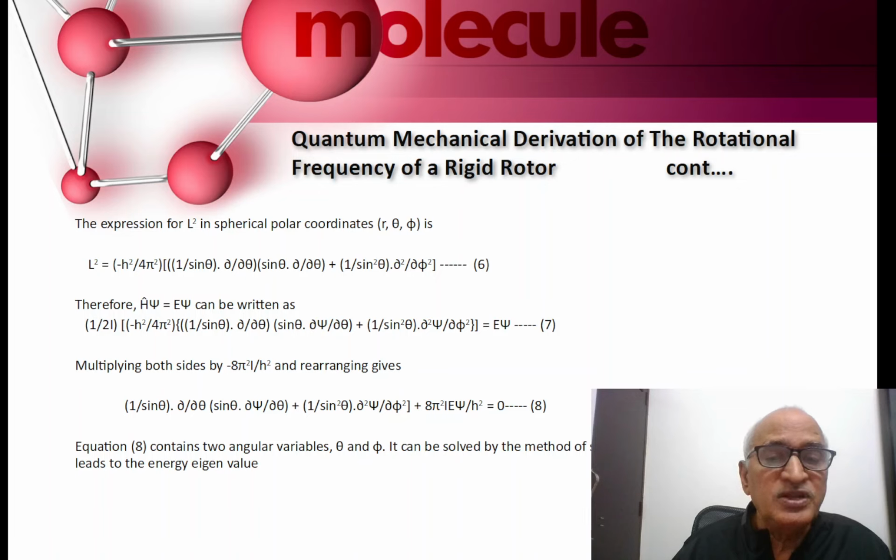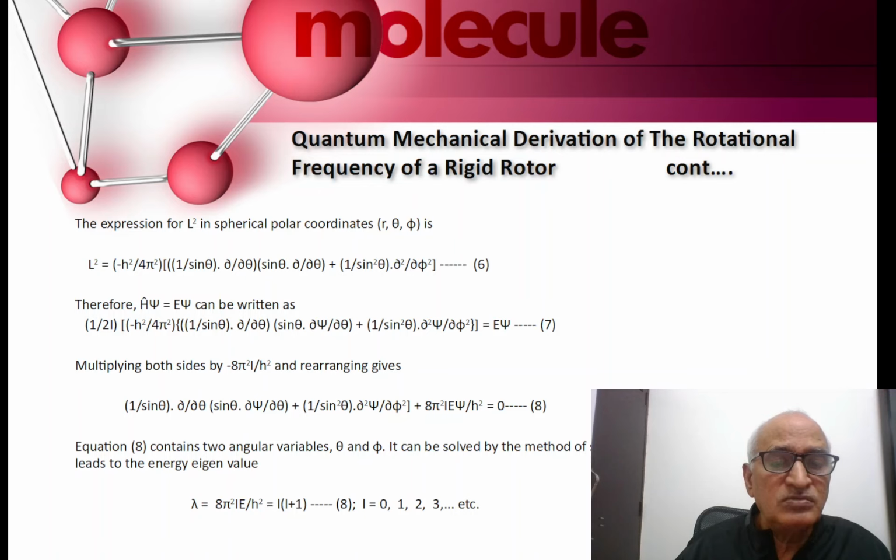Equation 8 is a very important equation. Look carefully. This equation has two angular variables, theta and phi. Now it can be solved by the method of separation of variables. Solving further, it leads to the energy equation given over here. This lambda is the eigenvalue equal to 8 pi square IE upon h square equal to L(L plus 1). L is the quantum number. What we have to do, we will simply replace the symbol L by J. And the same expression, expression number 8, is applicable to rotational energy states.